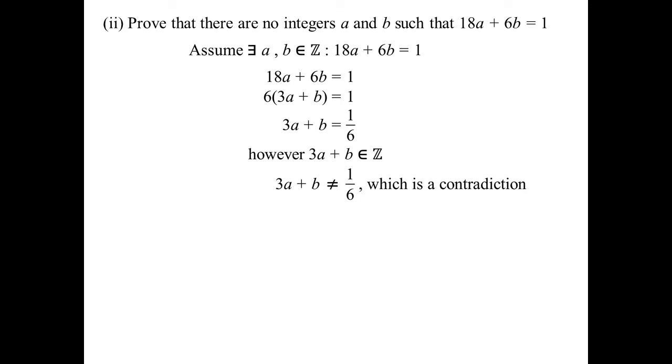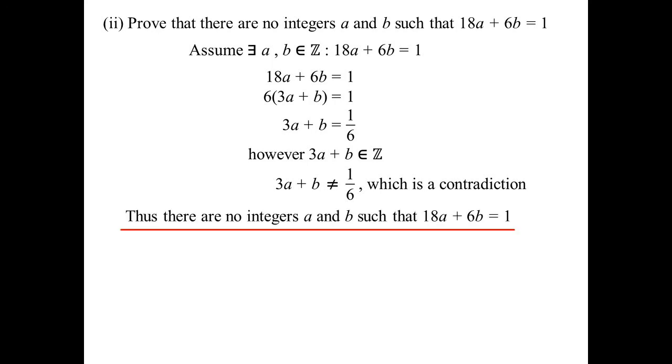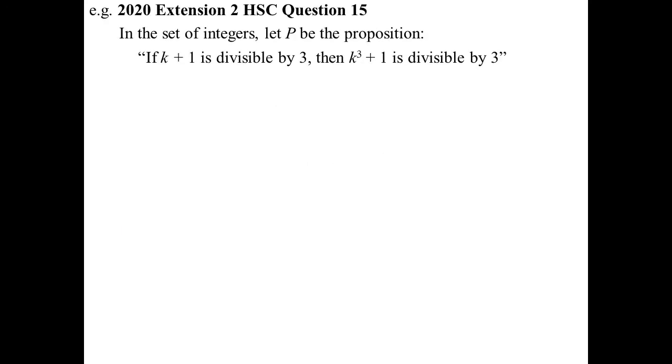There's my contradiction. In one effort I'm saying it's equal to 1/6, in another I'm saying it's not equal to 1/6. Can't be both. So hence, there's no way we can have integers a and b such that it equals 1. Let's show you the one from last year's HSC. Right, so the first one of this new course.